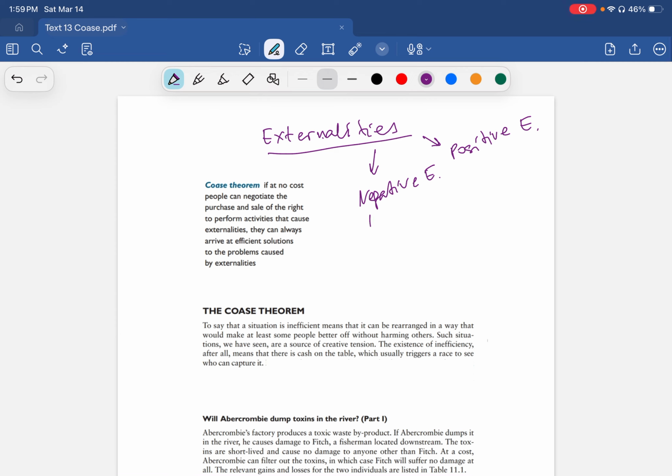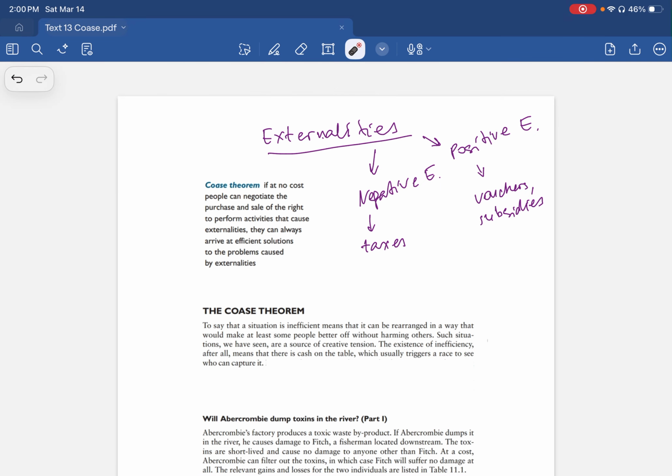So when we talked about negative externalities, one of the solutions were taxes. When we talked about positive externalities, we talked about vouchers and subsidies. We talked about other solutions, right, and tools, but those were the ones we focused on.